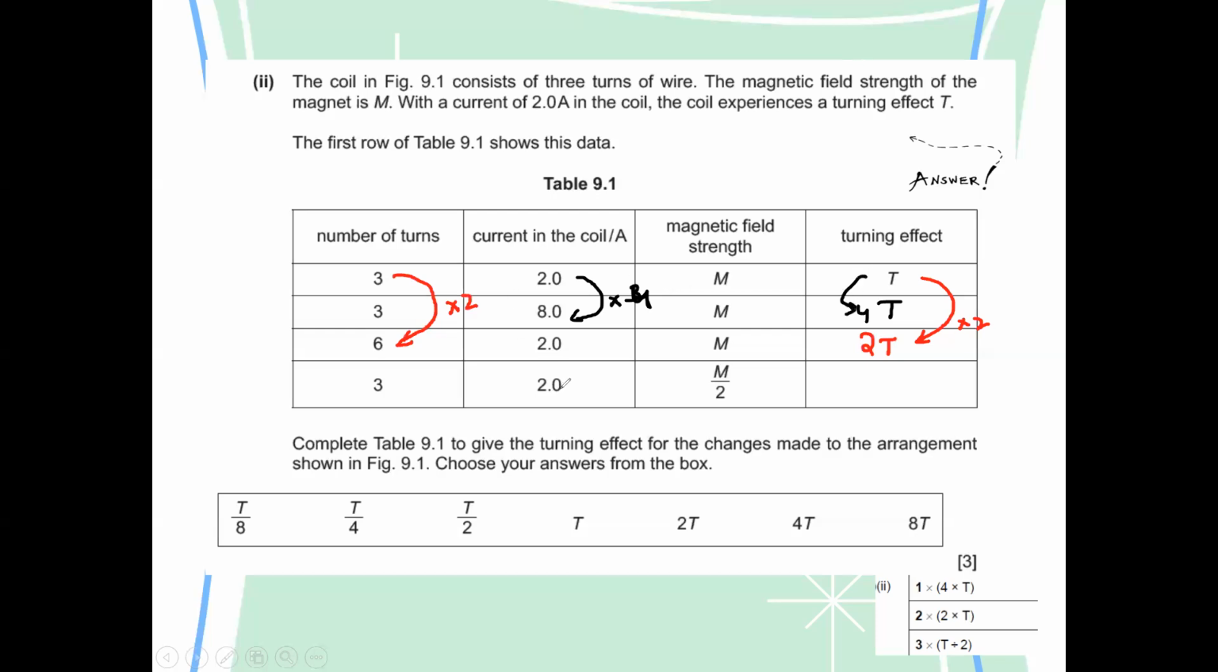And the last part, we kept the number of turns the same as the first one. We kept the current the same, but we reduce the strength of the magnetic field. First it was M, now it becomes M by 2. So if the strength of the magnetic field is decreased by 2, what will happen to the turning effect? The turning effect will also decrease by 2. So it will be T by 2. So we have to choose your answer from the boxes. So we select 4T, we select 2T, and we select T by 2.